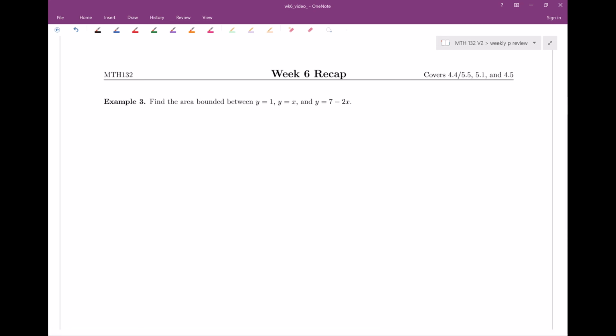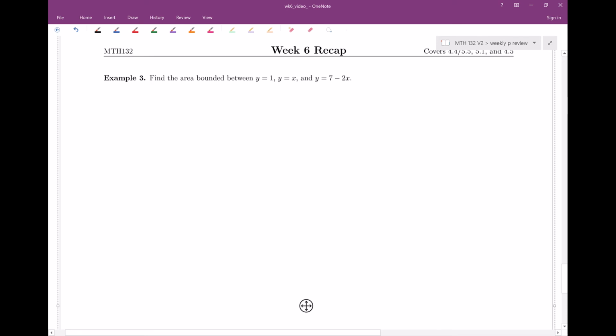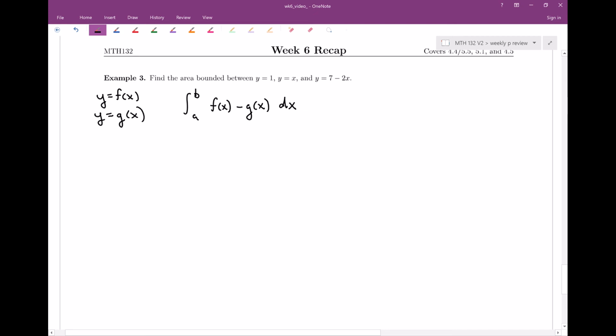If you want to find the area between some curves, maybe f of x and g of x, you're going to do the integral on some interval from a to b of your big function, f of x, minus your smaller function, g of x, with respect to x. That is if you have y equals f of x and y equals g of x. This is your setup here.